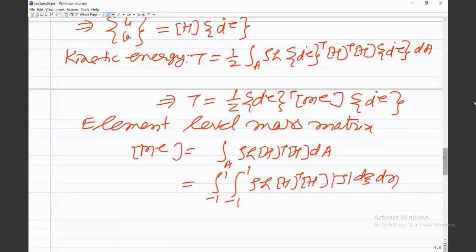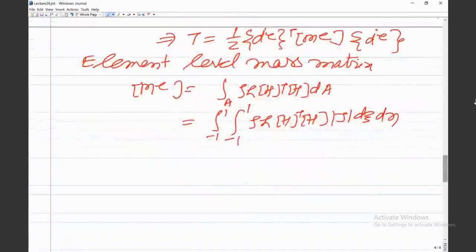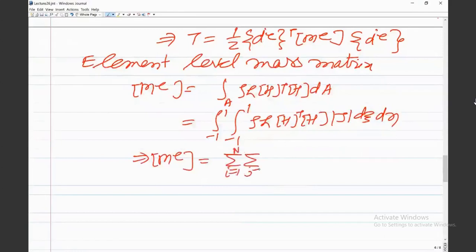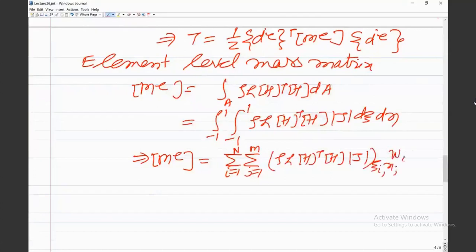And this you can write finally using Gauss quadrature numerical integration. So now finally you can say this mass matrix for the plane stress plane strain element would be summation i equal to 1 to n, j equal to 1 to m, and then we have rho H into H transpose into H into determinant of J. This is evaluated at xi i, eta j into wi wj. So using the Gauss quadrature numerical integration scheme, you can write it like this.